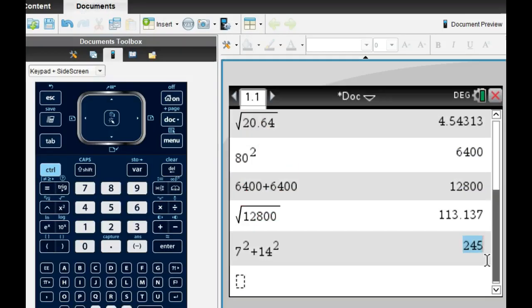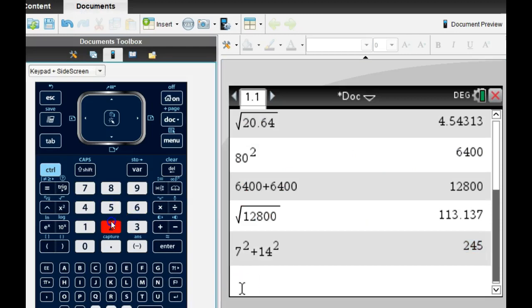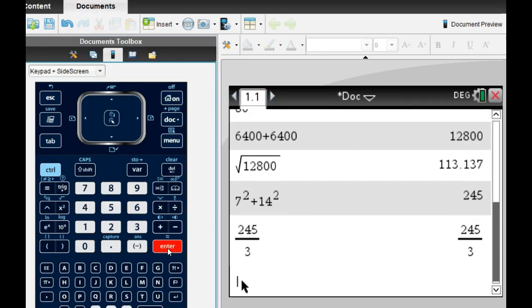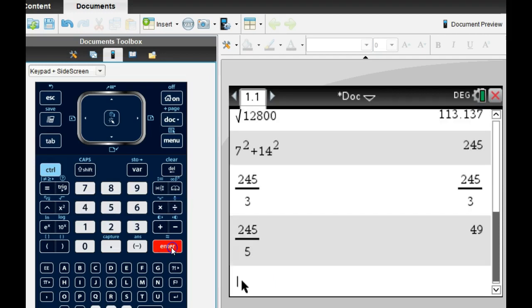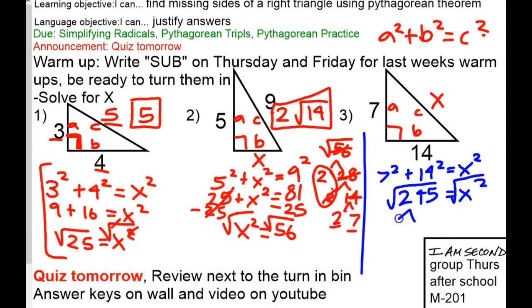Does 3 go into 245? Do y'all know how to tell if it does? Do 245 divided by 3. Right, so if it's not a decimal, or not a fraction. So 245 doesn't work. Let's try 5. Voila. So 245 is 5 times 49. And hopefully we know 49 breaks down into what and what? 7 times 7.